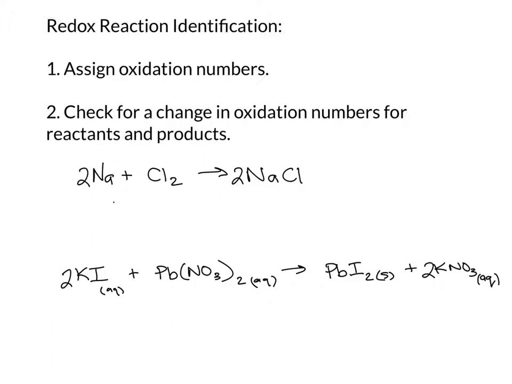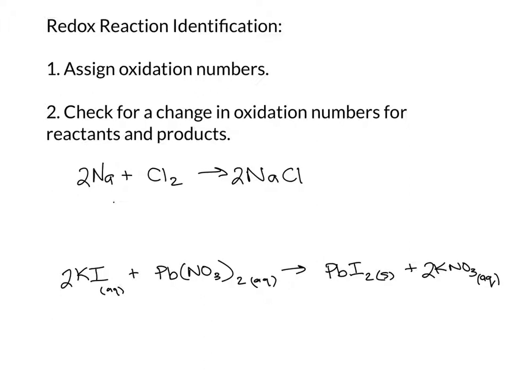So what is meant by that is once we identify the oxidation numbers on this sodium on the left hand side of this arrow, we would compare it to the oxidation number of the sodium on the right hand side. And if there is a change in the oxidation numbers from the one on the left versus the one on the right, that would indicate that a redox process has occurred. Okay, so let's go ahead and follow through with this procedure.